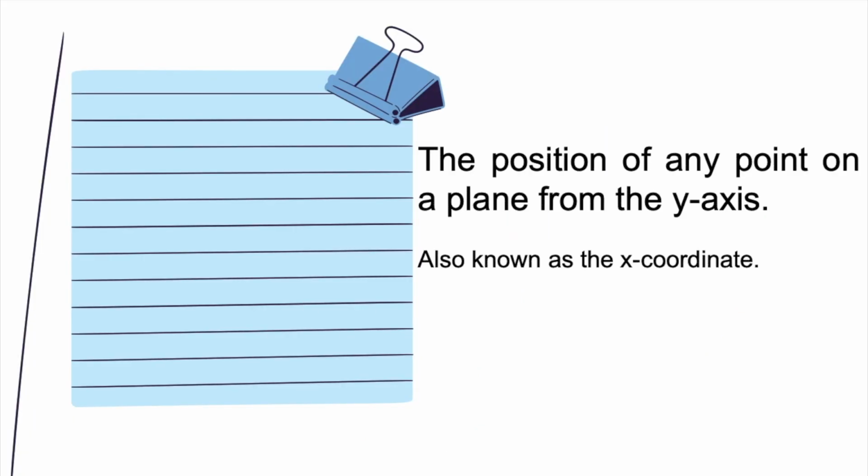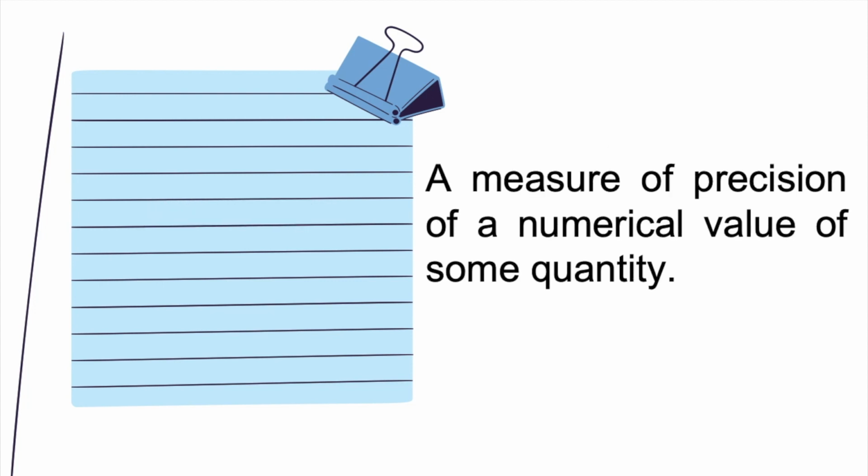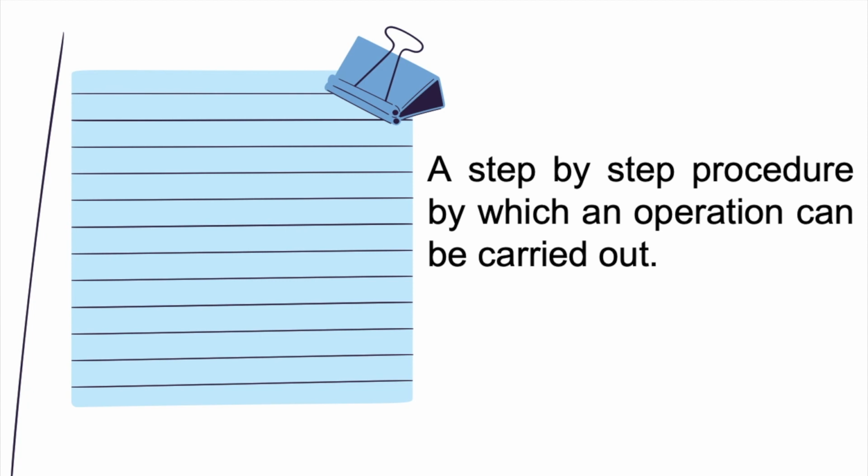The position of any point on a plane from the y-axis, also known as the x-coordinate. Abscissa. A measure of precision of a numerical value of some quantity. Accuracy. A step-by-step procedure by which an operation can be carried out. Algorithm.